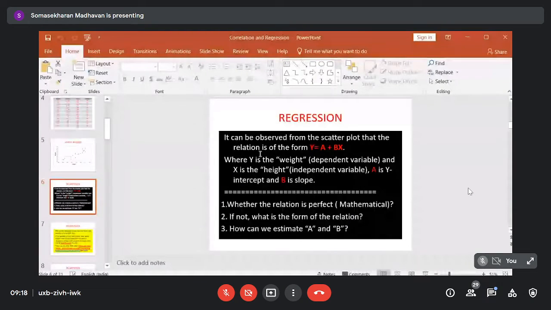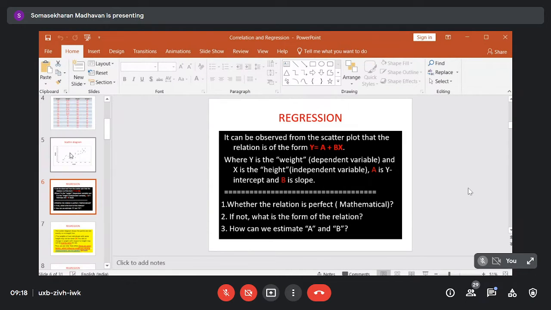Again, there are certain questions. Whether this relation is perfect. If a relation is perfect, it is purely a mathematical relation. If not, what is the form of relation? And how can we estimate it? How do we check the relation is perfect?